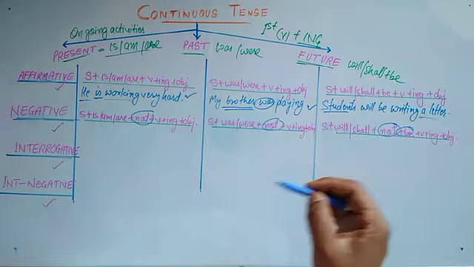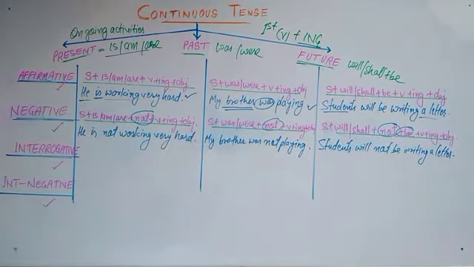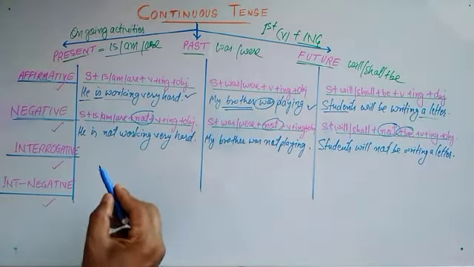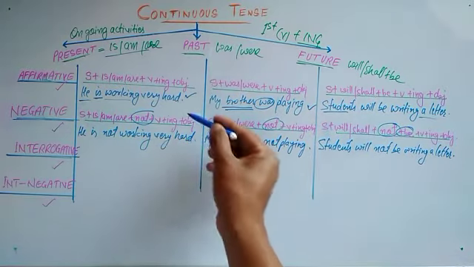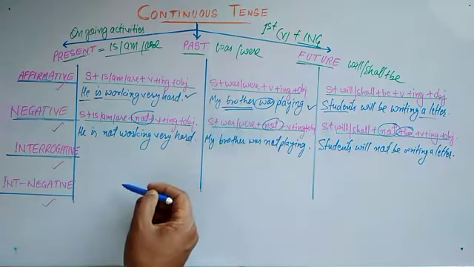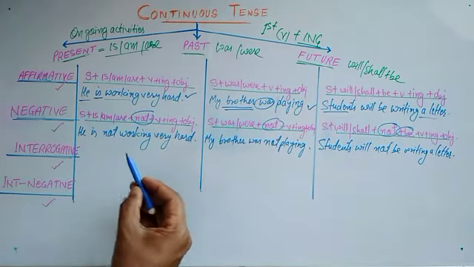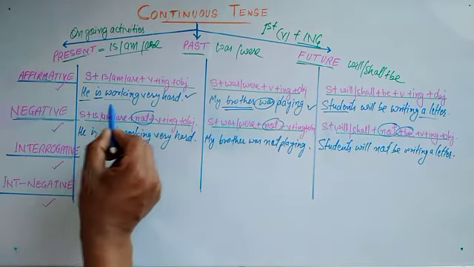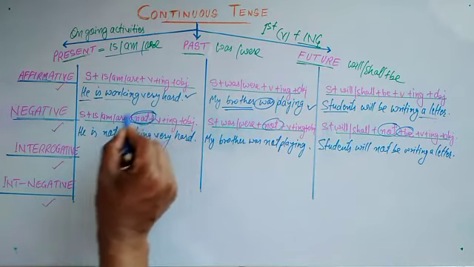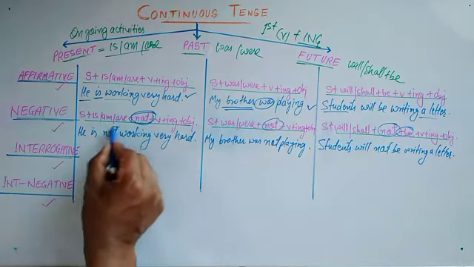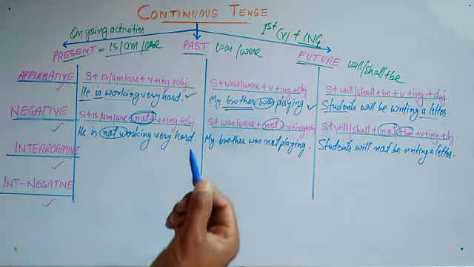Let's take examples. In the given sentences, first for present tense: he is not writing a letter. I am using the same sentences for all kinds of sentences, students, so that you can understand it easily. In the affirmative sentence we wrote he is working very hard, and in the negative we added only one more thing, that is not. So the sentence is he is not working very hard. Very simple.